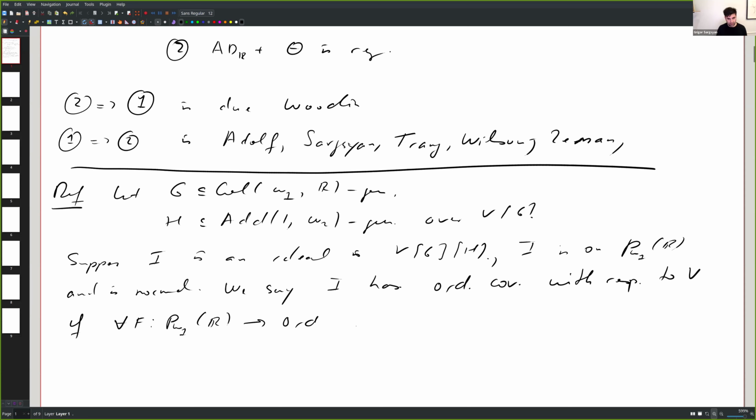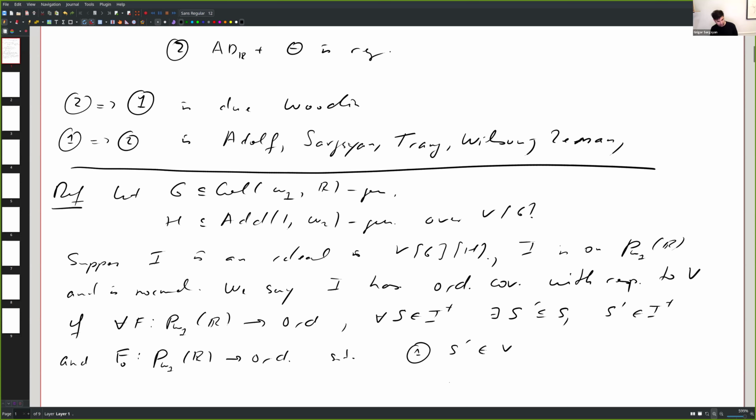in the I ultra power, right? And for any I positive set S in I, I can shrink it to an S prime that is I positive and find a function f0 from P omega 1 into ordinals such that S prime is in V, f0 is in V, and f restricted to S prime is f0 restricted.